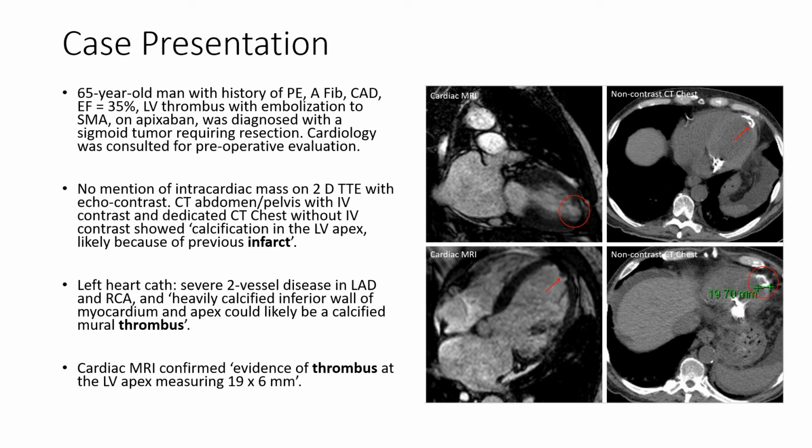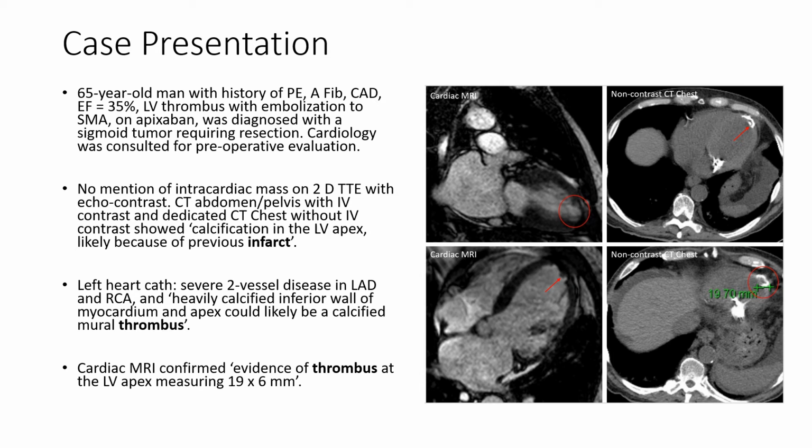Our cardiology team performed a left heart catheterization a week after admission and noted severe two-vessel disease involving the left anterior descending and the right coronary arteries, and that the heavily calcified inferior wall of the myocardium and the calcified area in the apex could likely be a calcified mural thrombus given known left ventricular apical thrombus.